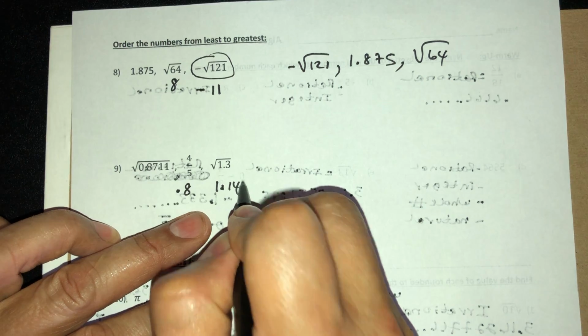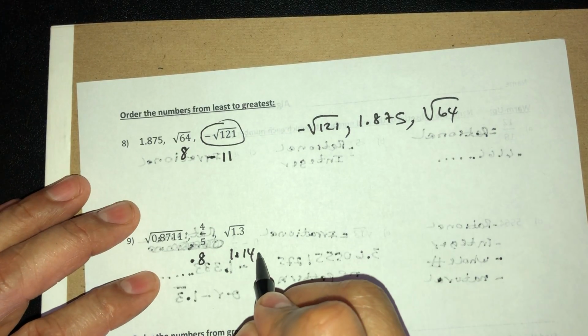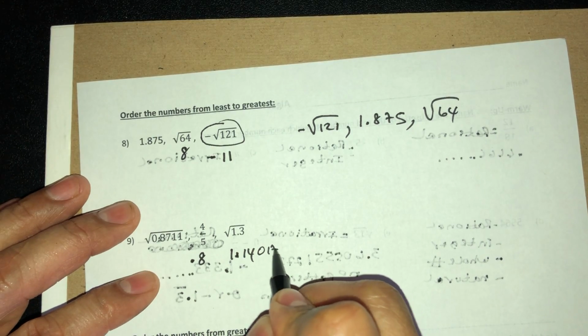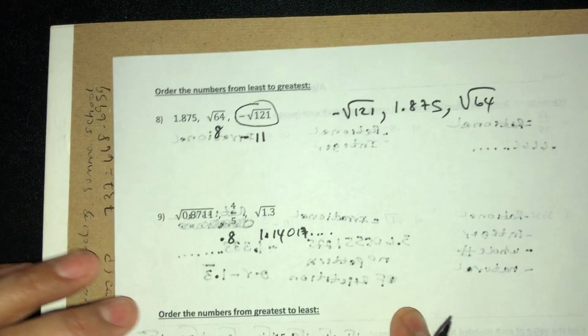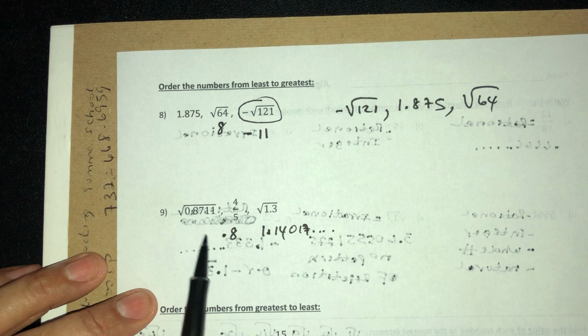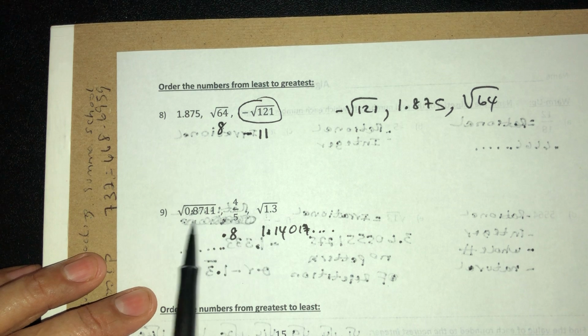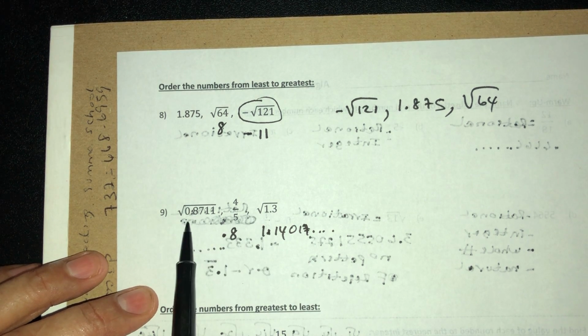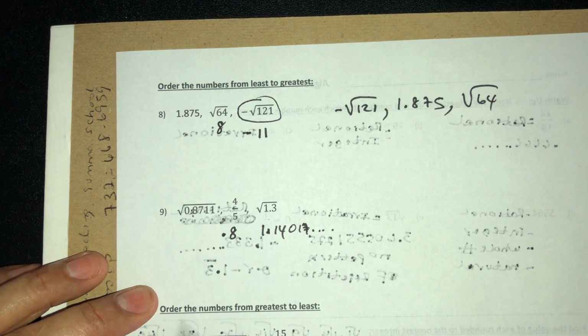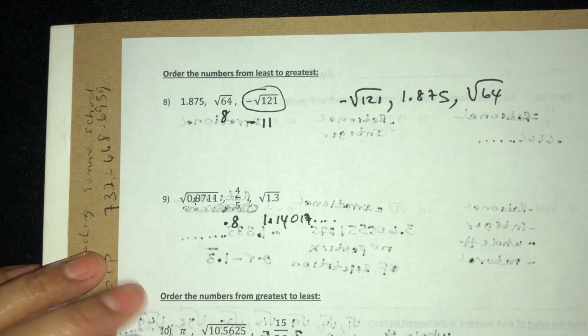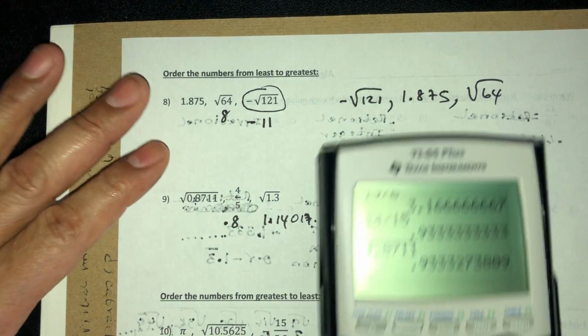1.14, is it 0? Hold on. Yes. 0.17, and that goes on forever. Now this one, think about it, guys. This one is still going to be smaller than that because this is the square root of 1.3. This is the square root of 0.8711. But now I don't know if this one is bigger than that. So in this case, I have to evaluate this one. I have to because I'm not sure about that.